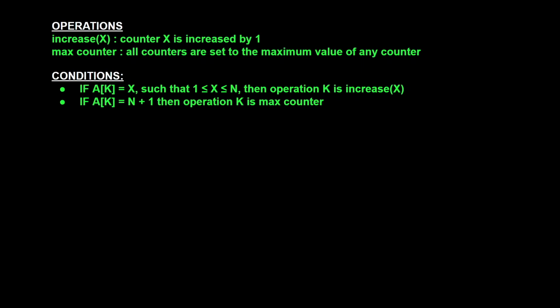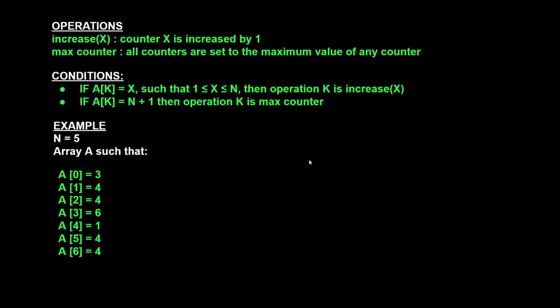Here are the following conditions. If A at element k is equal to x, such that 1 is less than or equal to x is less than or equal to n, then operation k is increase x, and increase x is just the counter x is increased by 1. If A at element k is equal to n plus 1, where n is the total number of values, then operation k is max counter. And max counter again is all counters are set to the maximum value of any counter.